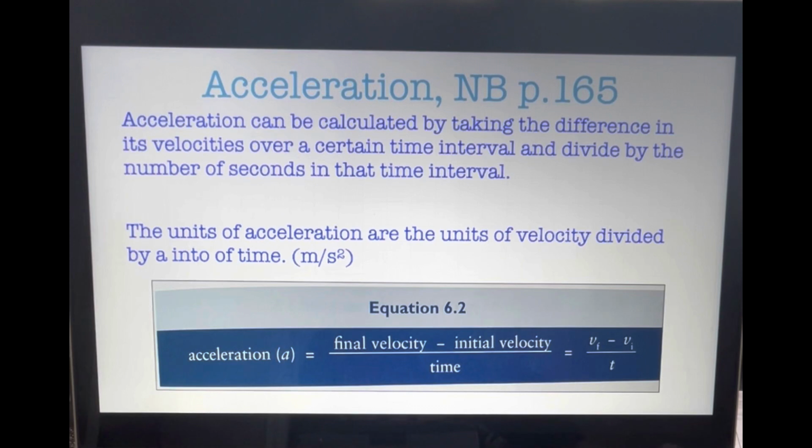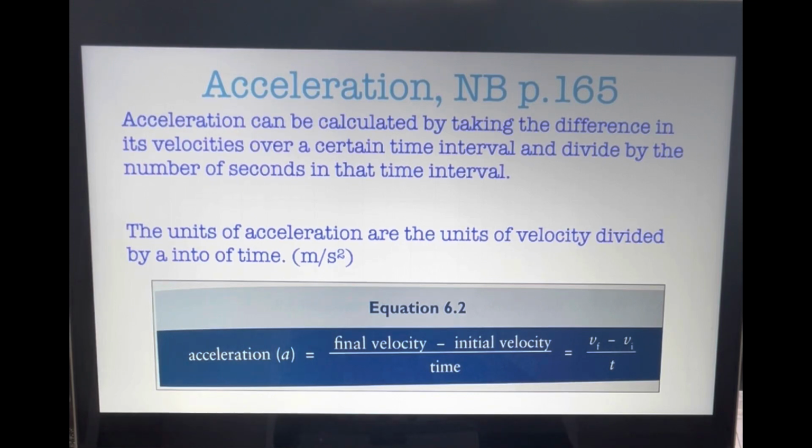Equation 6.2 is acceleration equals the final velocity minus the initial velocity over time. Like speed, we can express acceleration as a mathematical equation. Thus, the acceleration of an object can be calculated if you take the difference in its velocities over a certain time interval and divide by the number of seconds in that time interval.